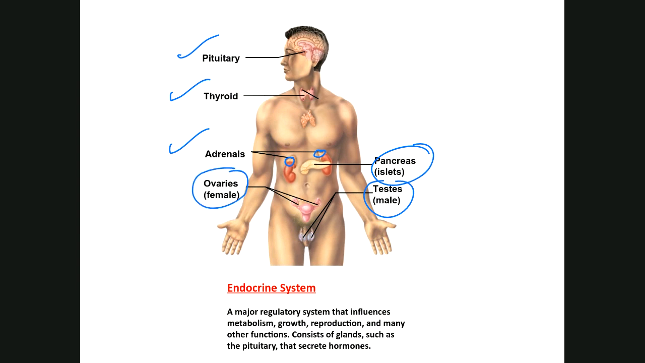The pancreas, the testes, and the ovaries will also be found in other systems. The pancreas is part of the digestive system and the endocrine system, so it has a double function. The testes and the ovaries are also part of the reproductive system and the endocrine system. So again, these are organs that belong to two systems because they have more complex functions.